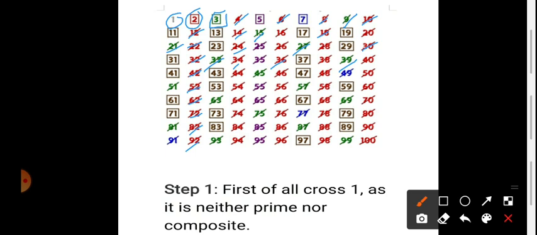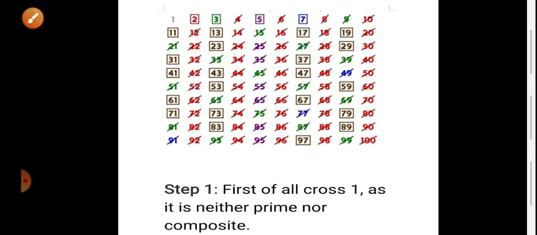Now go to the next number, that is 4. As 4 is already crossed, leave it. Now come to the next number, that is 5. So encircle 5 and then start crossing all the multiples of 5. Then come to 6. Now 6 is already crossed. Come to 7. Encircle 7 and cross all the multiples of 7. This is how we have to go about it. So when all the numbers are either crossed or encircled, the process stops and we get all the prime numbers between 1 to 100.